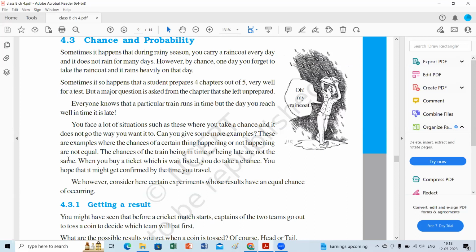Is it more likely you can play this game, children? Take a coin, just toss a coin 100 times, and make a record of your 100 tosses. What is the possibility of getting a head? What is the possibility of getting a tail? You can practically try it. Is it the same all the time?